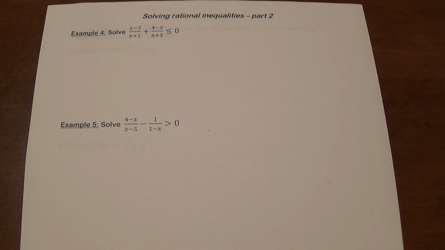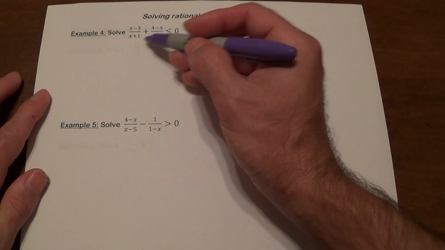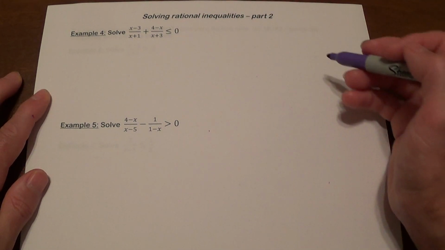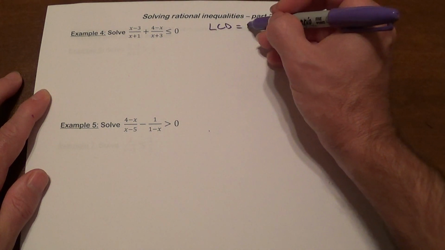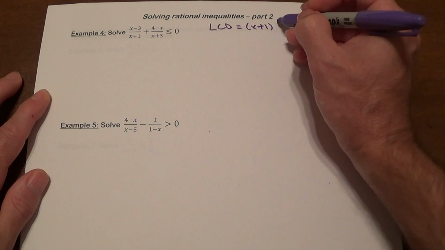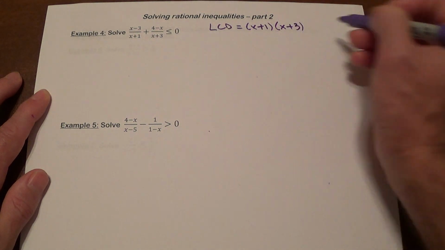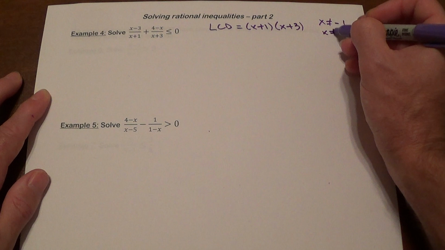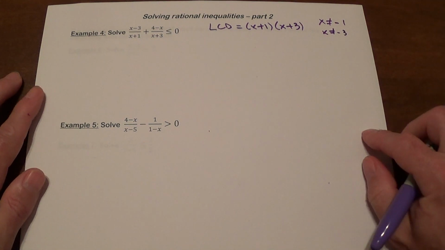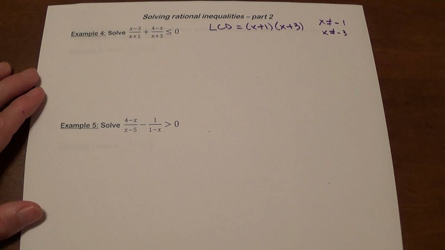Alright, moving on. This is example 4. We are going to have obviously x plus 1 and x plus 3, completely different. So our least common denominator is going to be x plus 1 times x plus 3. Worth noting that x cannot equal negative 1 and x cannot equal negative 3. Right? So we're going to combine these.